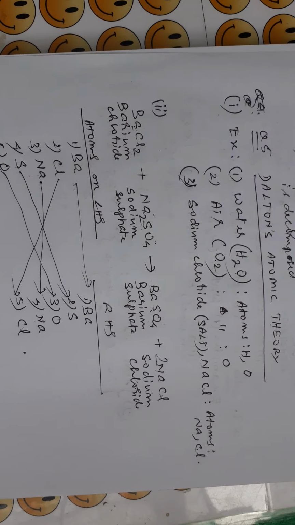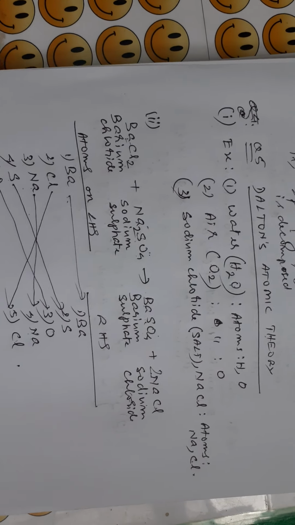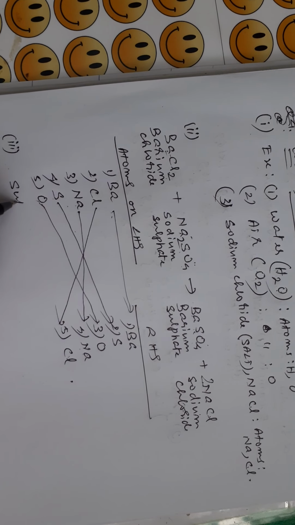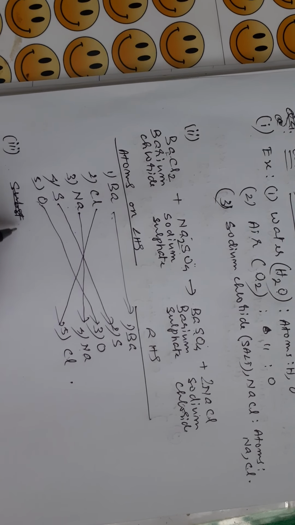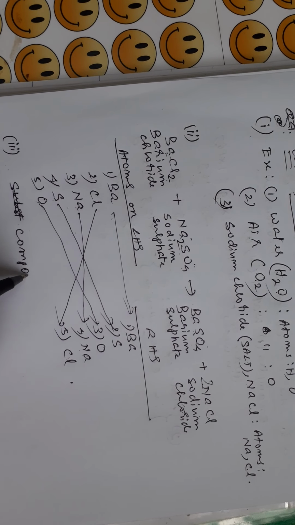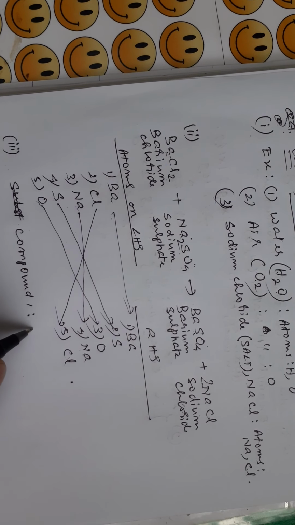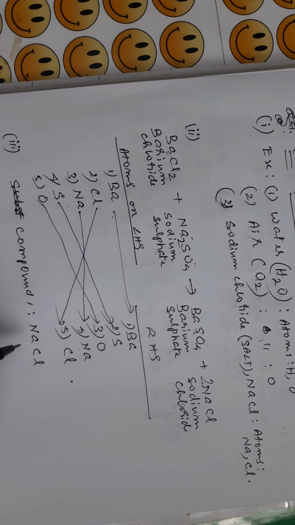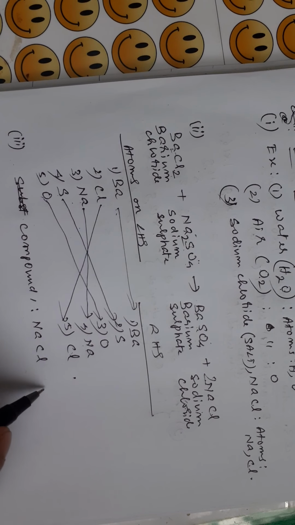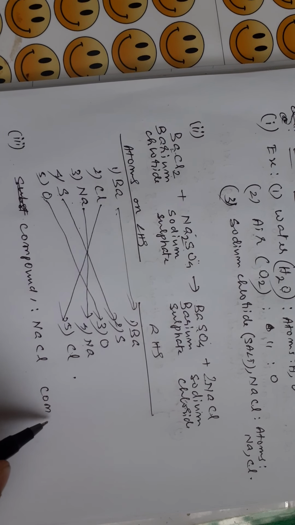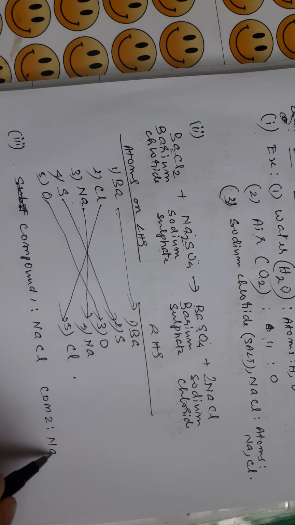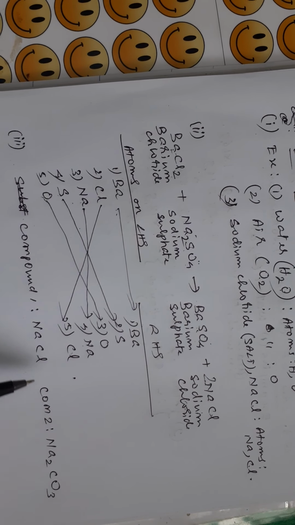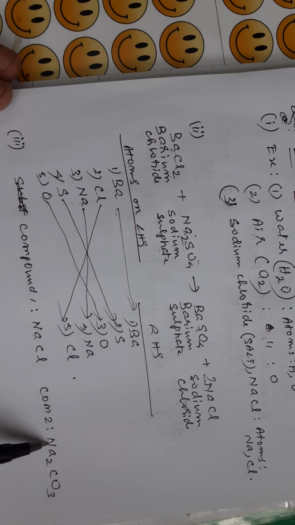So to explain that, let me just write this one. Let us take 2 substances. Or better, use the word compound. Compound 1 is sodium chloride, the NaCl you eat. And then you take compound 2, sodium carbonate. Now both of them contain one same type of atom, the sodium atom.